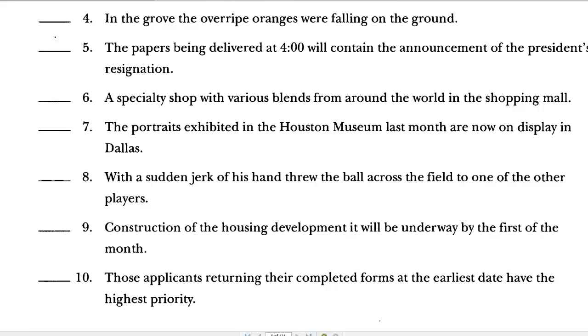9. Construction of the housing development. It will be underway by the 1st of the month. Construction of the housing development is a subject and it is another subject, so I have a double subject. This can't work. Will be, this is a verb, and then the rest of the sentence. So number 9 is incorrect. 2 subjects.